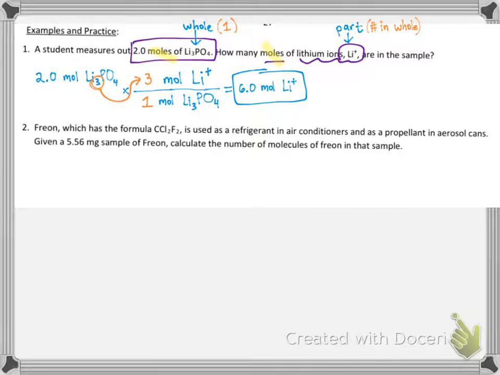Okay, this next one is a glorious practice problem that I would like you to try independently. It does involve something sneaky. Pause the video if you don't want to know the sneaky bit. But otherwise, I'll give you a warning before you try it. This is a 5.56 milligram sample of Freon, which is just that chemical, and you want to calculate the number of molecules of Freon. So please pause the video, try on your own, and when you're ready to check the answer, and it's just going to be the whole answer, unpause the video.